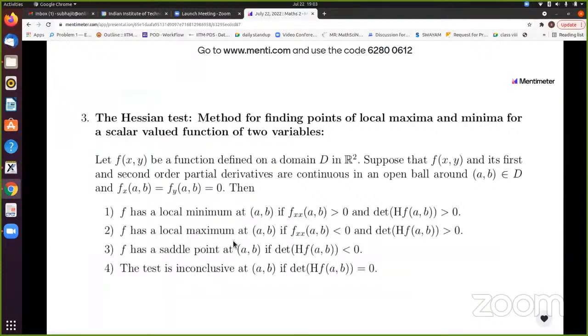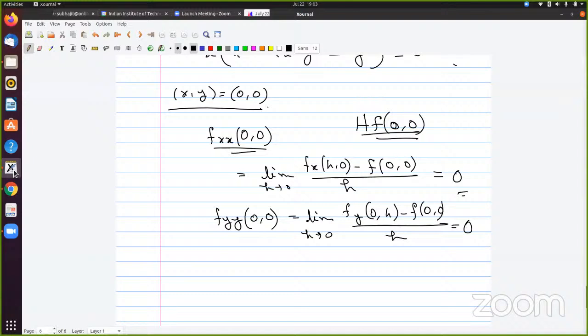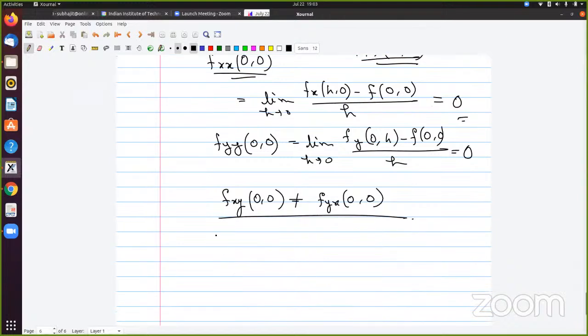In this example, at that point, the first order derivatives are continuous. Just now we have said that fxy at 0,0 is not the same as fyx at 0,0, right? Then by the negation of Clairaut's theorem, I conclude that either one of them or both are not continuous around 0,0. So there is at least one second order derivative which is not continuous. Is that clear?